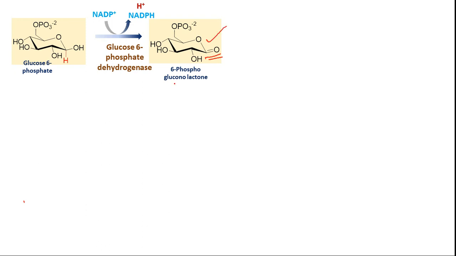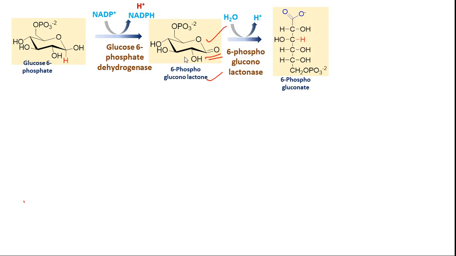6-phosphogluconolactone is the name of this one. Glucose 6-phosphate dehydrogenase is the enzyme. Then that will be hydrolyzed. So 6-phosphogluconolactonase is the enzyme which will break open the lactone ring. Simple hydrolysis reaction, one proton is eliminated, so thereby 6-phosphogluconate is coming.